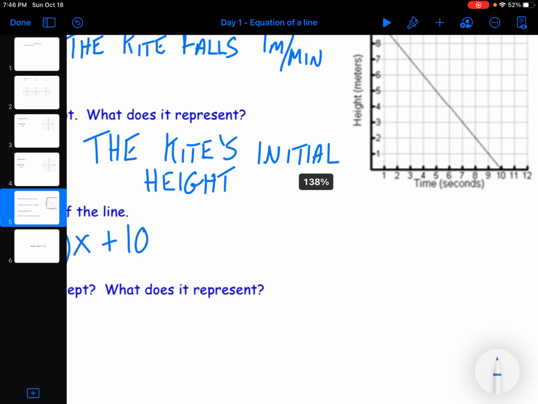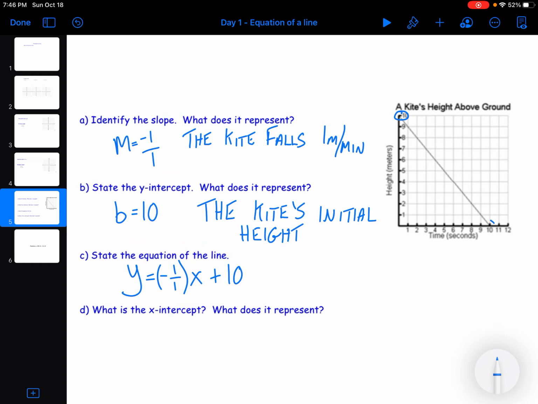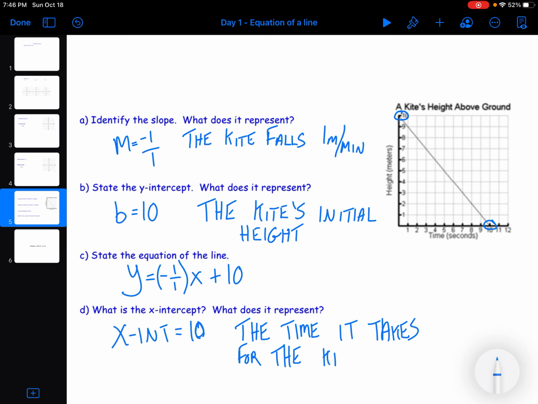Now, the final thing says, what is the x-intercept? Well, the x-intercept is just where it crosses the x-axis. And our x-intercept here is actually equal to 10 as well. And what this dotted line represents is the amount of time, because we're reading the question, the time it takes for the kite to reach the ground.